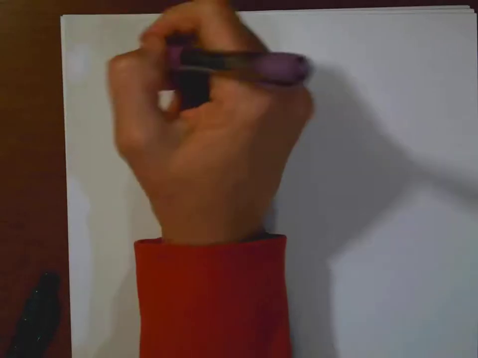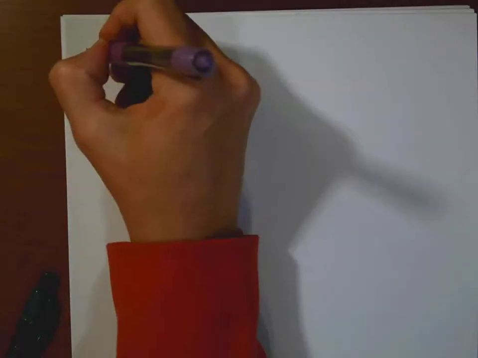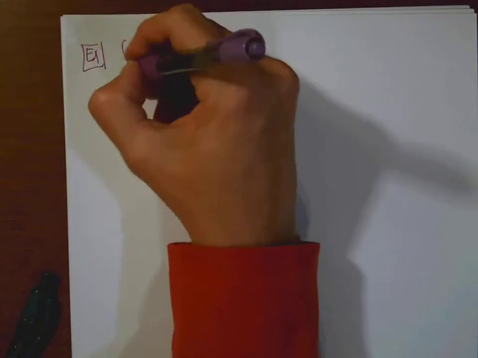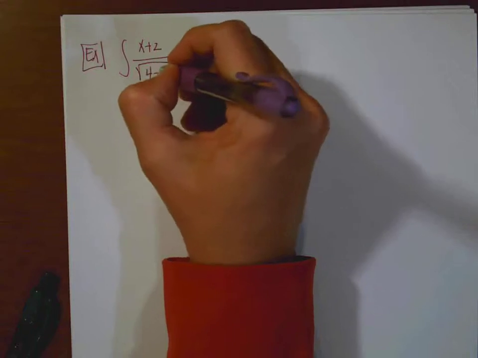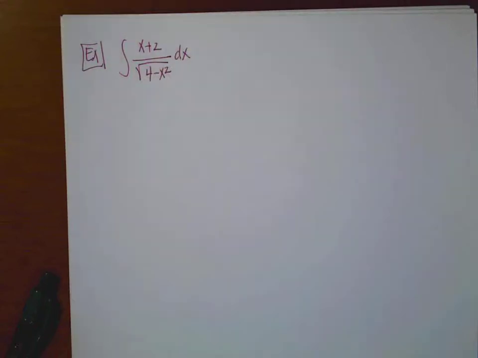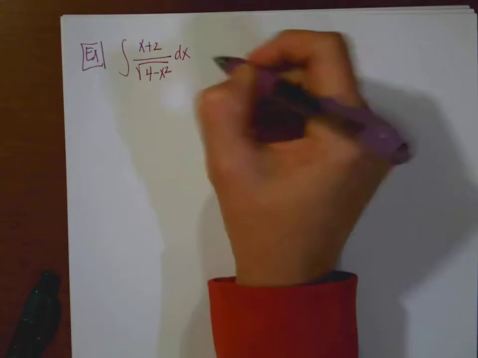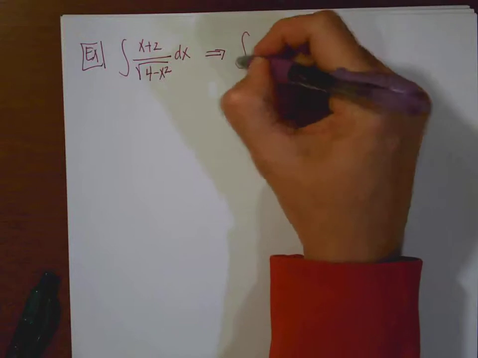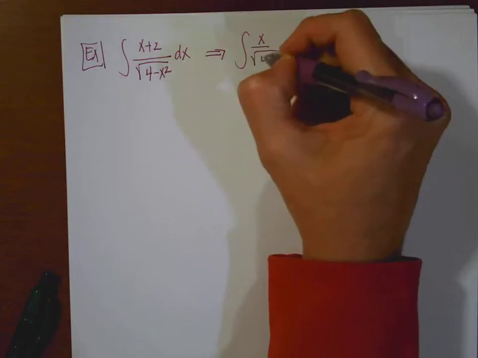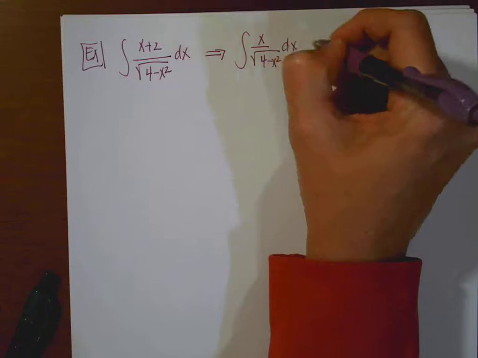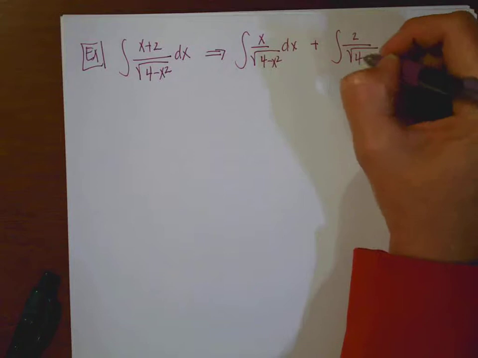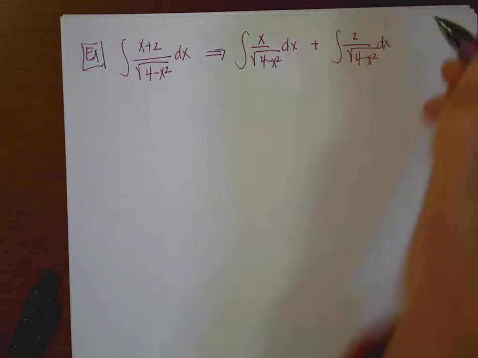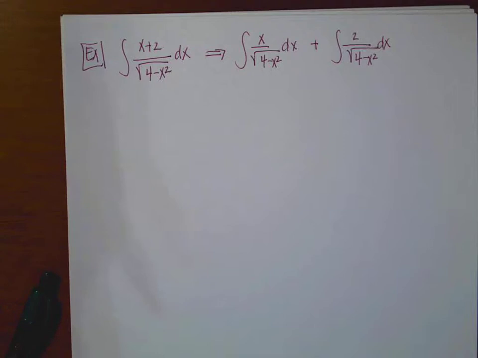Alright, the next example, got to have a different color because it makes our math so much fun. This one I'm going to have the integral of x plus 2 over the square root of 4 minus x squared dx. In this one, I'm going to split it up into two separate integrals. I'm going to have the integral of x over the square root of 4 minus x squared dx plus the integral of 2 over the square root of 4 minus x squared dx.